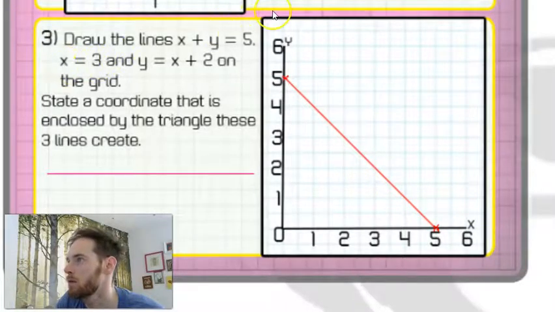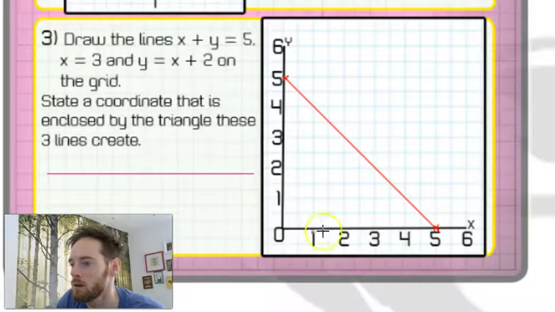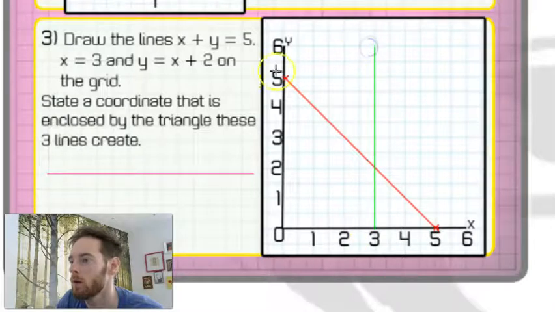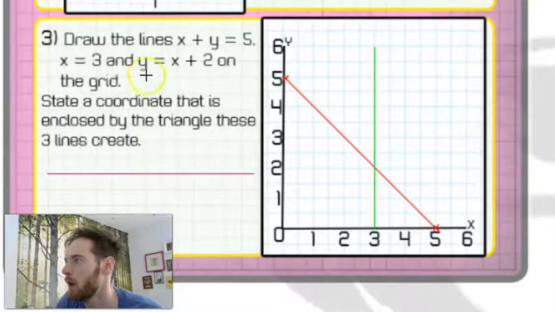Now x equals 3, let's get a different color up to do the x equals 3. If x equals 3, we go across to the 3 on the x-axis and we go straight up. I've done a video on that. Please watch that one. It's prior to this one at some point. Can't remember what number it is, but watch it. It's equations of lines.